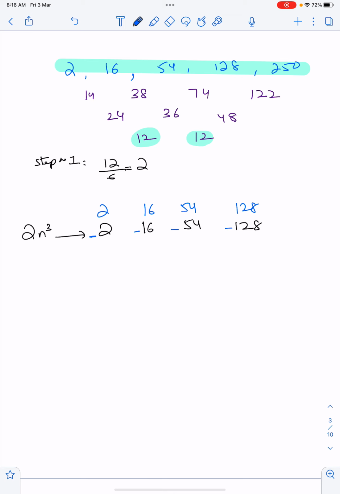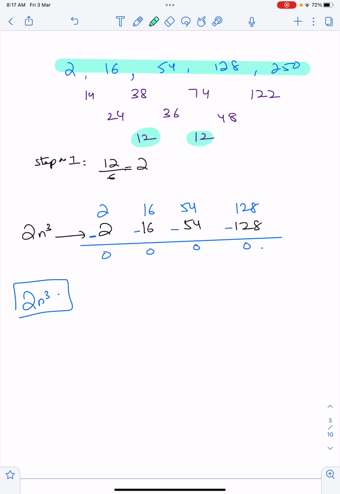You notice that the difference is 0. That means in this case your formula is going to be 2n cube. This is the formula to find the nth term of the sequence. How do we check whether it's correct or not? Substitute n as 1: 2 into 1 cube gives you 2. Substitute n as 2: 2 into 2 cube, which is 8, times 2 is 16. So this is also correct.